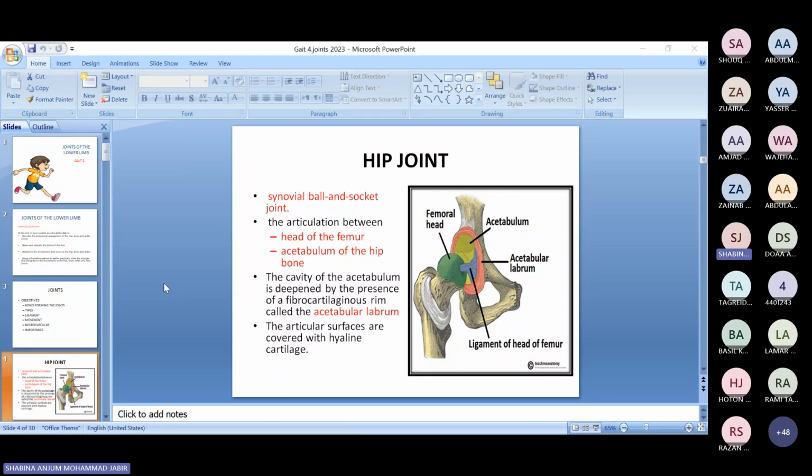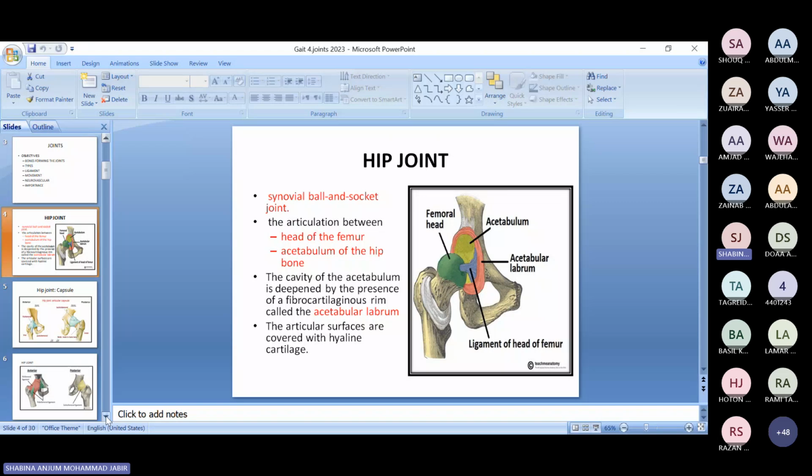Why I want to revise the joint here now is because you know all the muscles. So I will show you what muscles are responsible for movement. Other things you can see in the lab. What is the type of hip joint? We have a synovial ball and socket type joint, which is formed by the head of the femur and the acetabulum of the hip bone. Then what are the ligaments?